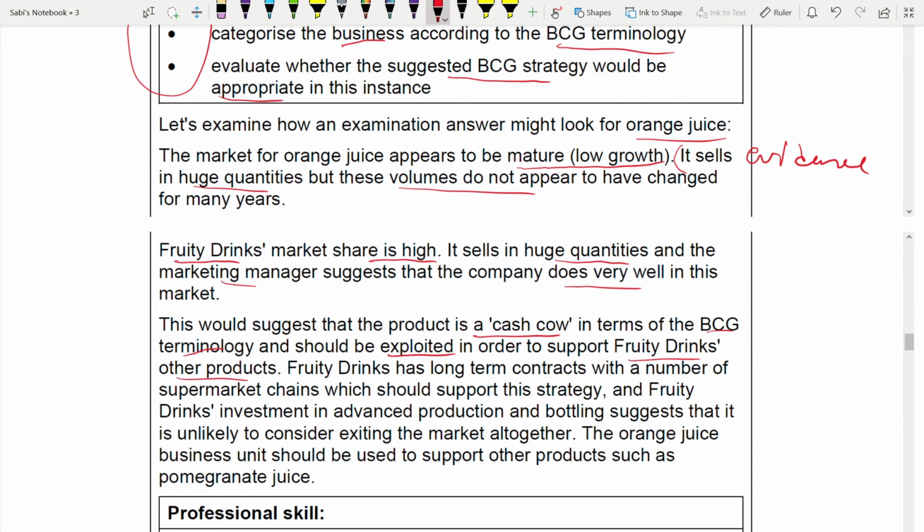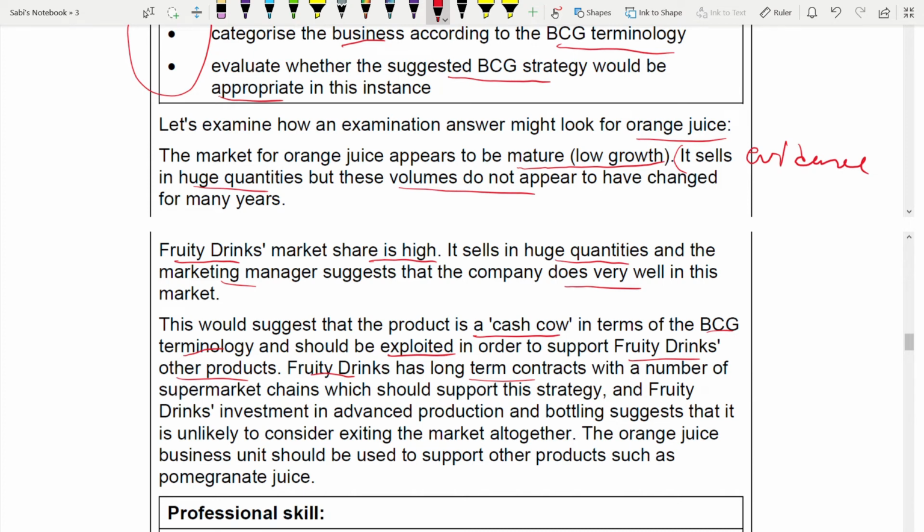How do you know that you can exploit? Because remember, fruity drinks have long-term contracts with a number of supermarket chains. They have built up bottle production and also long-term contracts. That means they have a future. They have a plan for the future. They do not want to exit the market, right?